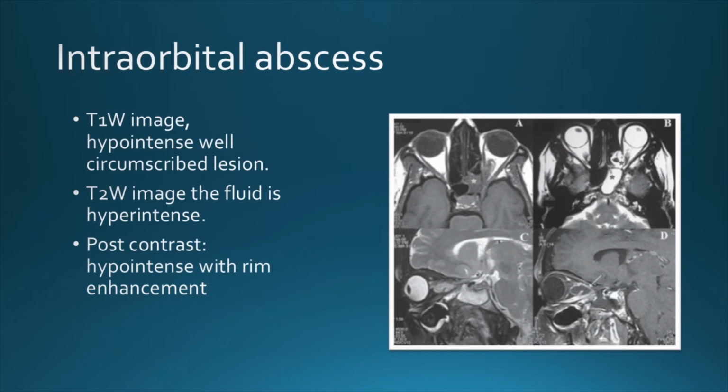fluid containing tissue will be hyperintense on T2 weighted image. Post contrast image will show an enhancing ring lesion, a well circumscribed rim lesion, with intraorbital abscess. Here in this image, we can see the involvement of sphenoidal sinus, with an extension of the orbital abscess into the orbit, which is hyperintense in T2 weighted image, and post contrast, it is showing ring enhancement.